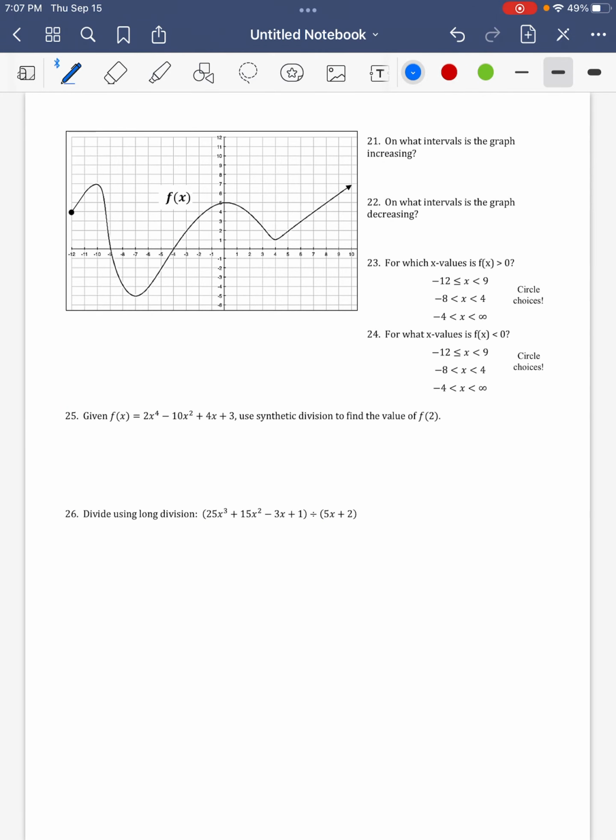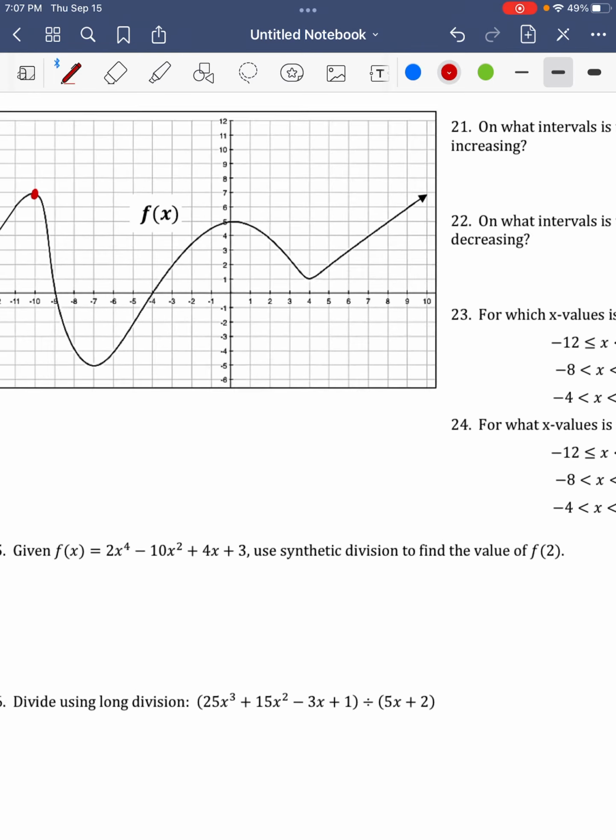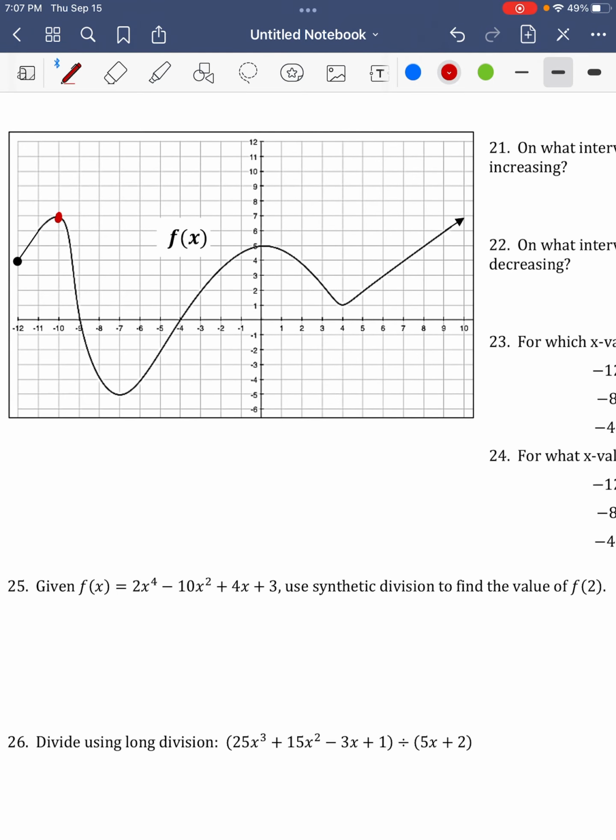All right, last page here. So this is a function. It's kind of a funny looking one. It's not too polynomial-ish, but we can get the gist of everything. So some important things to note here. Maybe I'll write down some important points here, like this point right here. That's a maximum, right? That's at negative 10 and 7. This guy over here, the end point, that's at negative 12 and 4.